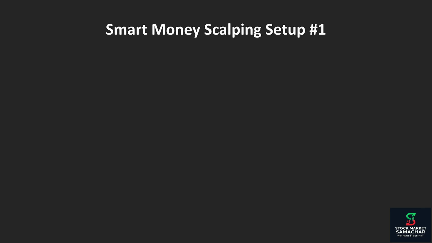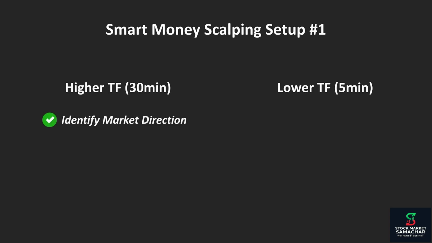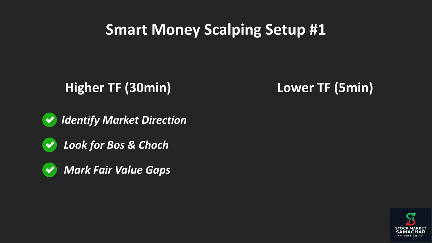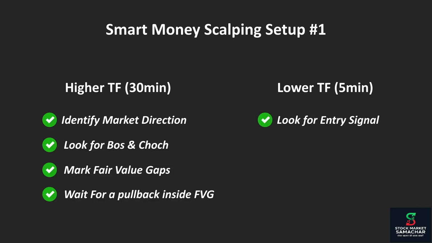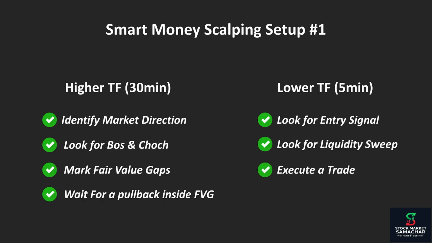In this setup, we use 2 time frames, the 30-minute and the 5-minute charts. On the higher time frame, we check the market structure to see where the market is going. We look for breaks of structure and changes in character to understand the trend. Then we mark the fair value gaps, which show the best areas to look for trades. We wait for the price to return to the gap areas, and after that, we move to the lower time frame. In the 5-minute chart, we look for a trade entry signal, usually when a liquidity grab pattern forms. Once we see that setup, we enter the trade and set our targets.